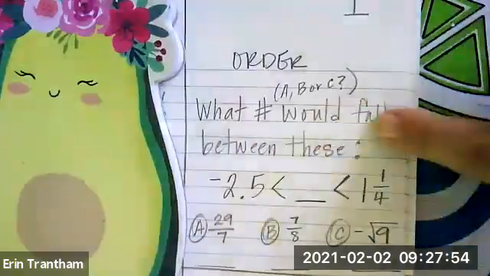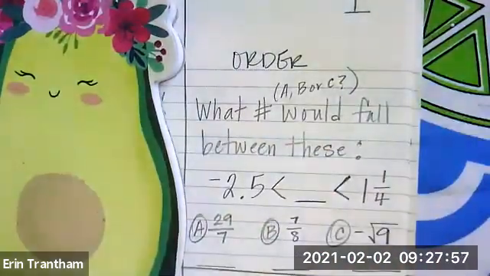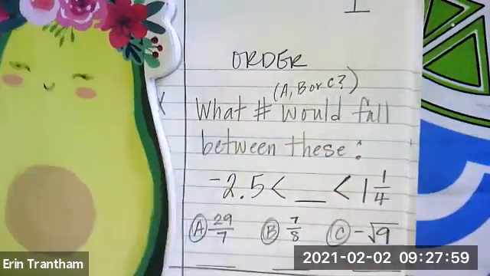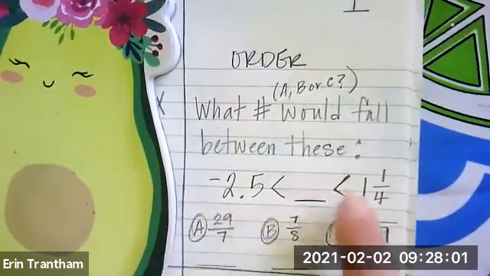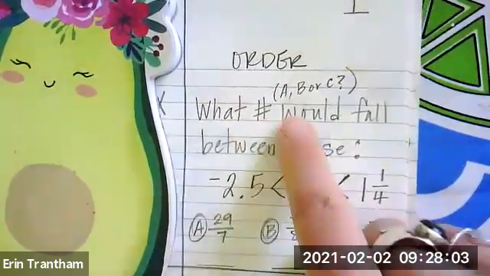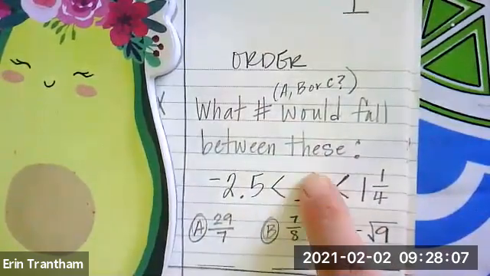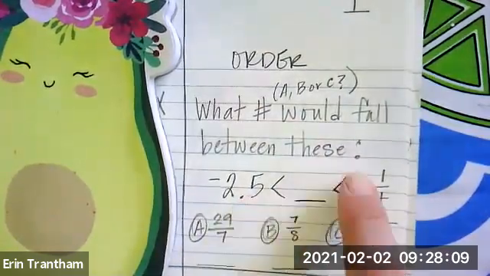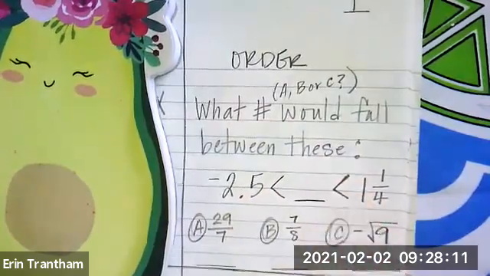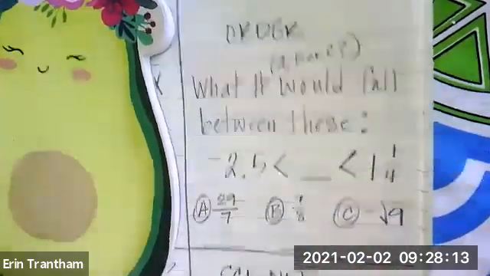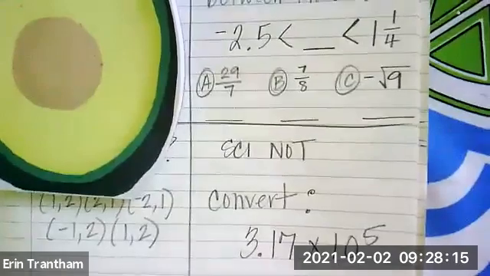Okay, you don't need to write this sentence if you don't want to. But basically, I've given you three numbers down here, A, B, or C. And we want to know which one of these numbers, A, B, or C, would fit or fall between negative 2.5 and 1 1/4. So basically, you can just write this.